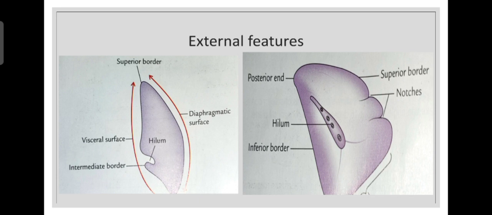Then we move on to renal impression. Renal impression is present between the inferior border and the intermediate border. This is the renal impression.